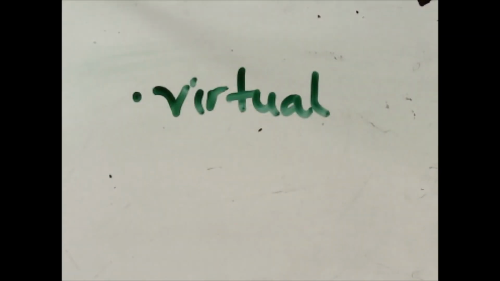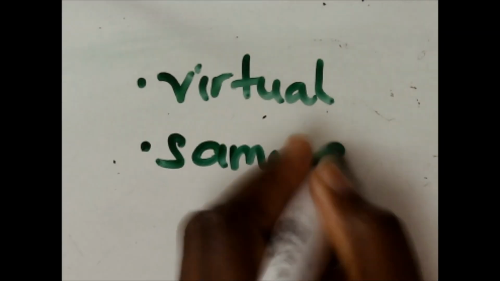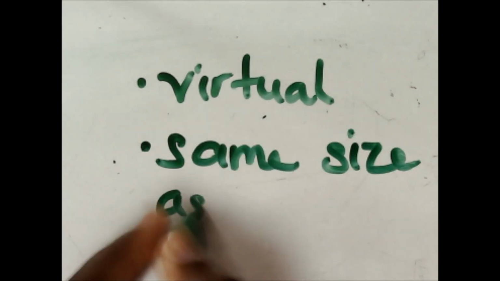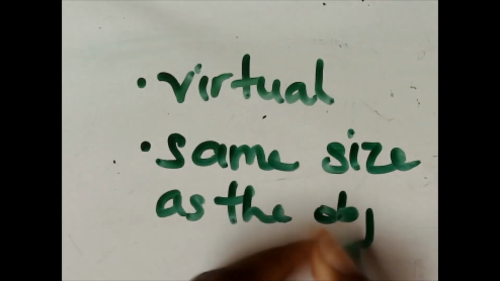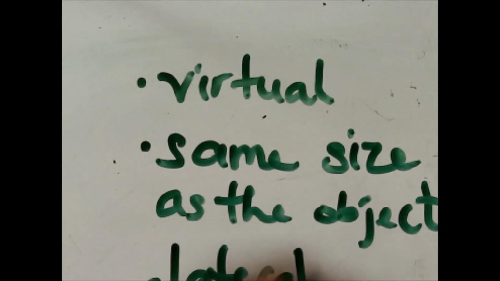There are three main properties of a reflected image that we need to remember. Reflected images are virtual. That means they're not real. That means they're not formed by where real light rays meet, but where light rays appear to meet. They are also the same size as the object. And they are laterally inverted.